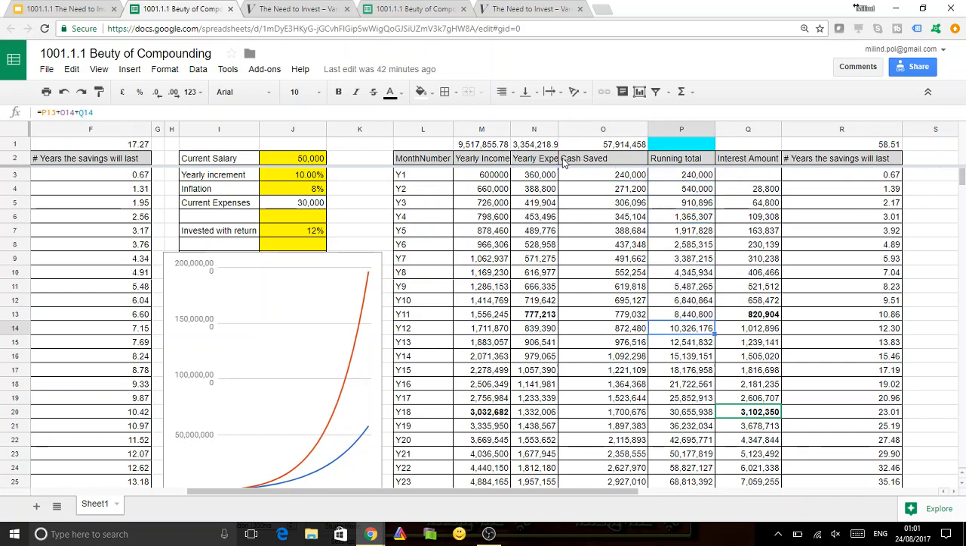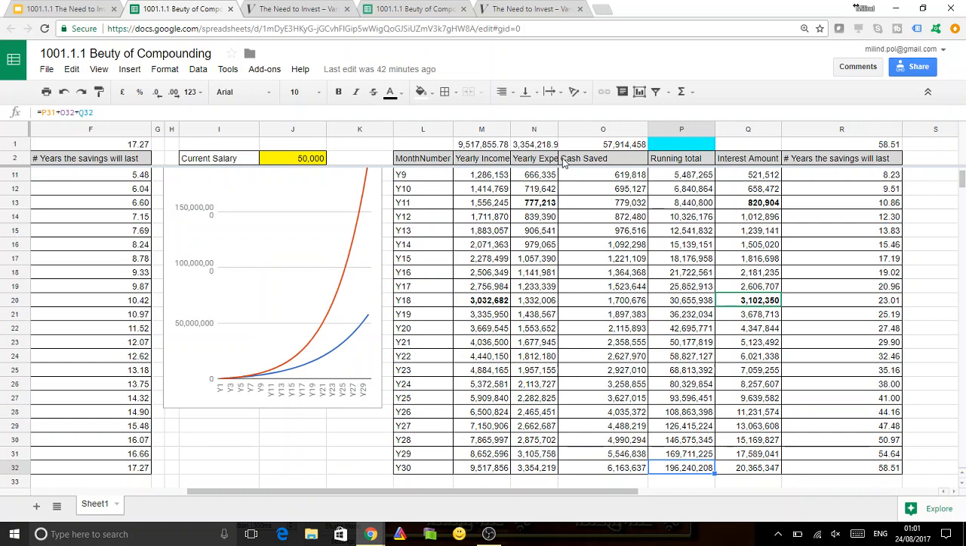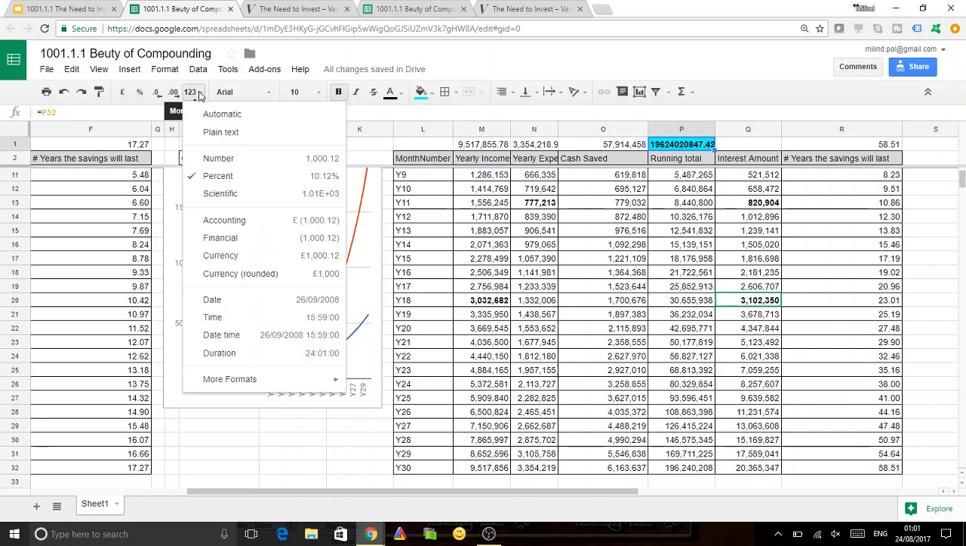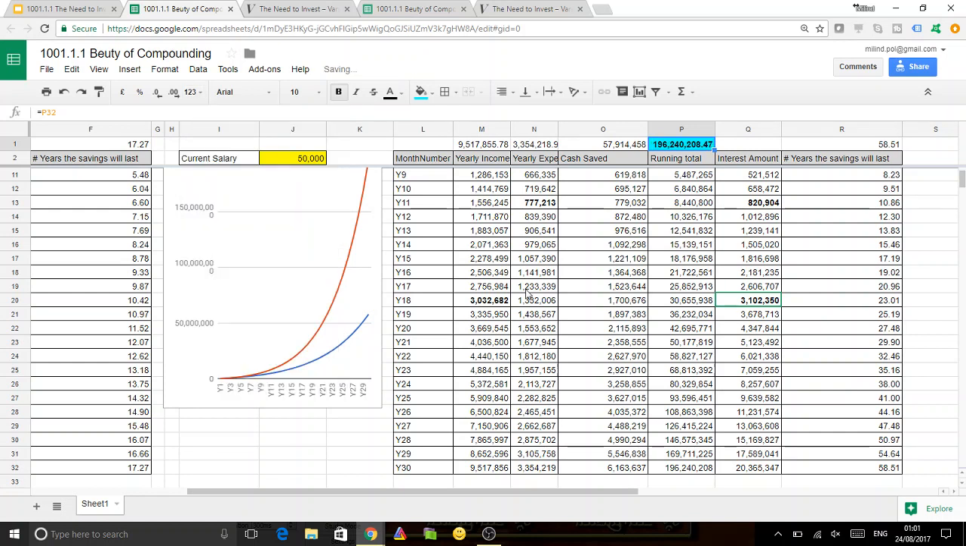Now the beauty is, at the end of your 30 years, you don't have those 5 crores, but what you have is 19 crores. Yes, that's right. It's 19 crores. If you really look at it, it's a huge difference from 5 crores. 19 crores is 4 times 5 crores.